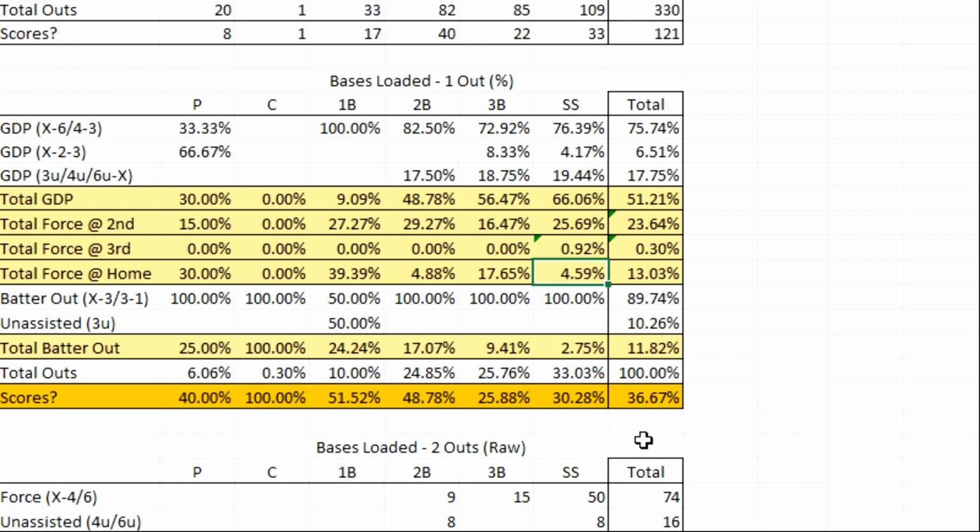Anyway, I think that's where I'll leave things. Nothing really stands out too much from the data. It's still just interesting to note how often that runner on third scores, how often there's a double play or a force out at home, that kind of thing.